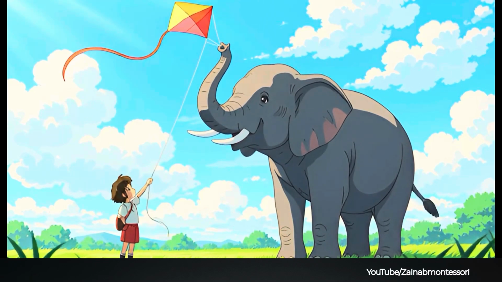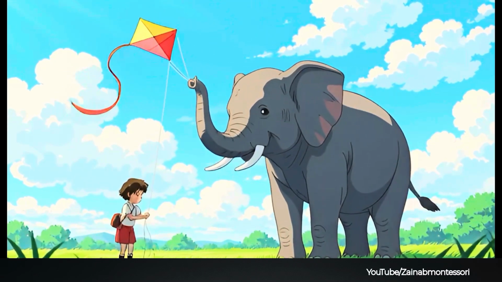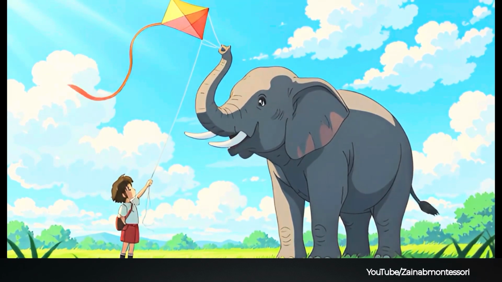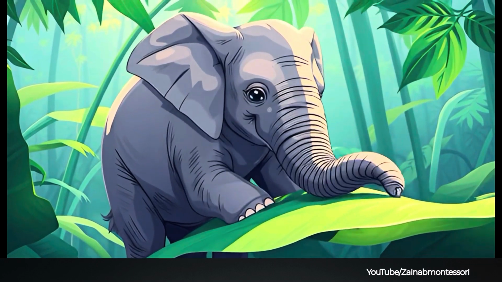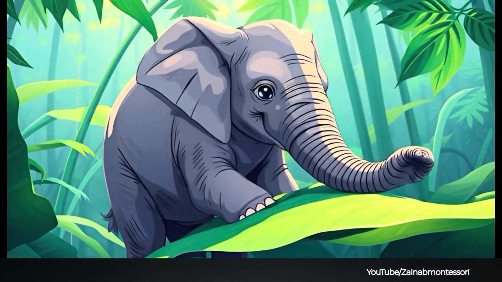Then he plays with a kite. Then he plays with the leaf. He is playing with the leaf.